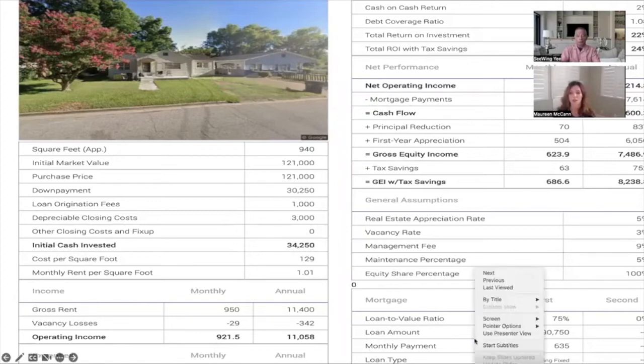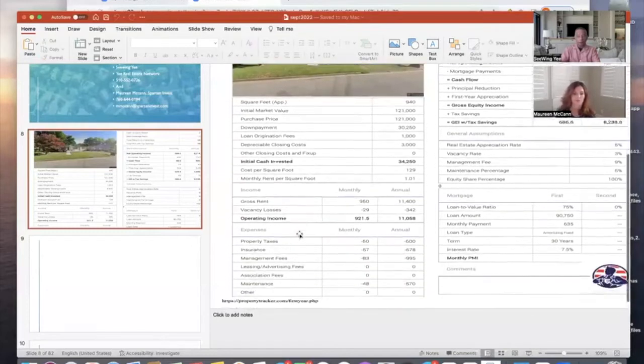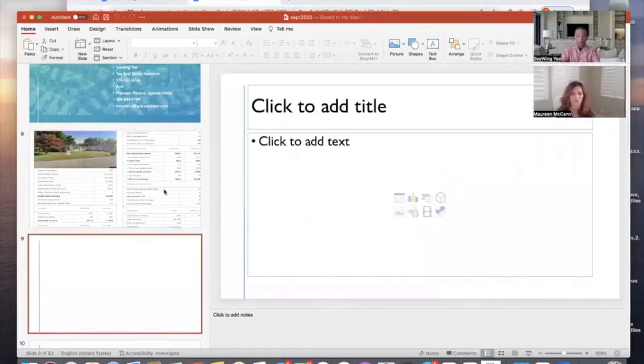If not, no. Nope. Oh wait. Nope. I don't see it. Yeah, I'm gonna use a split screen. Okay, here it is. All right.